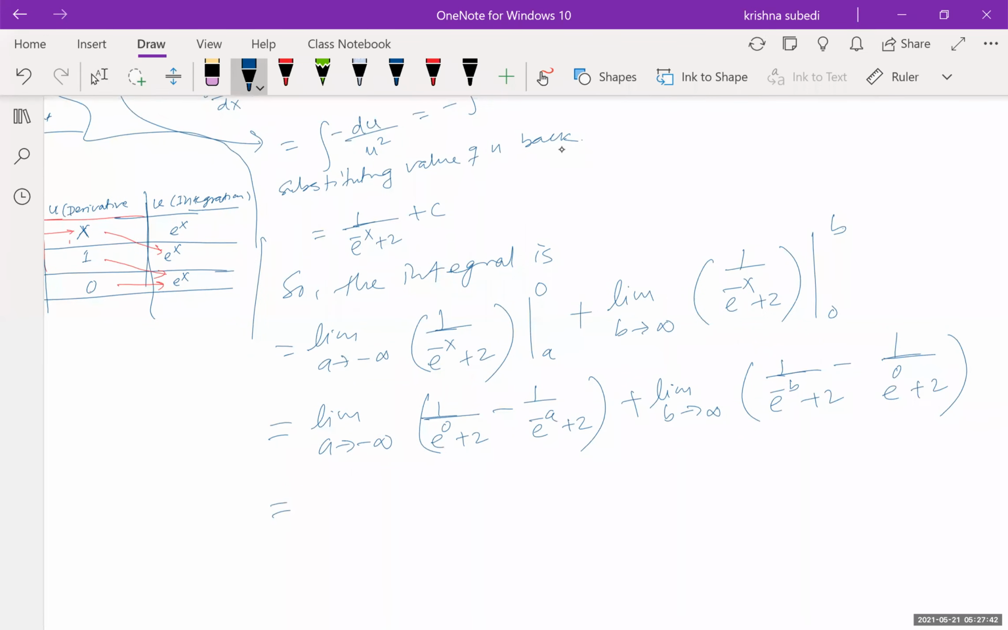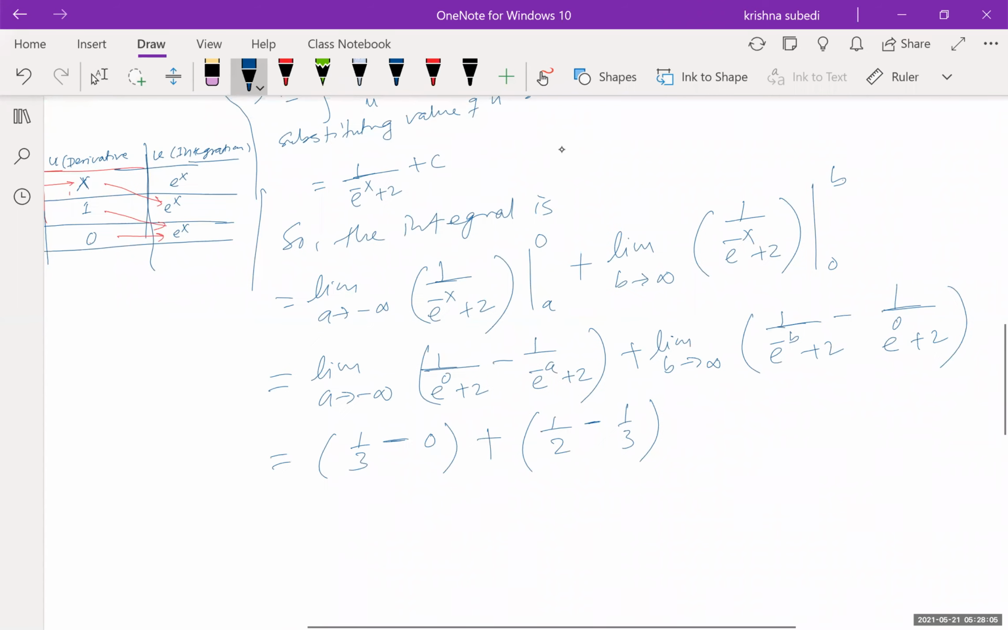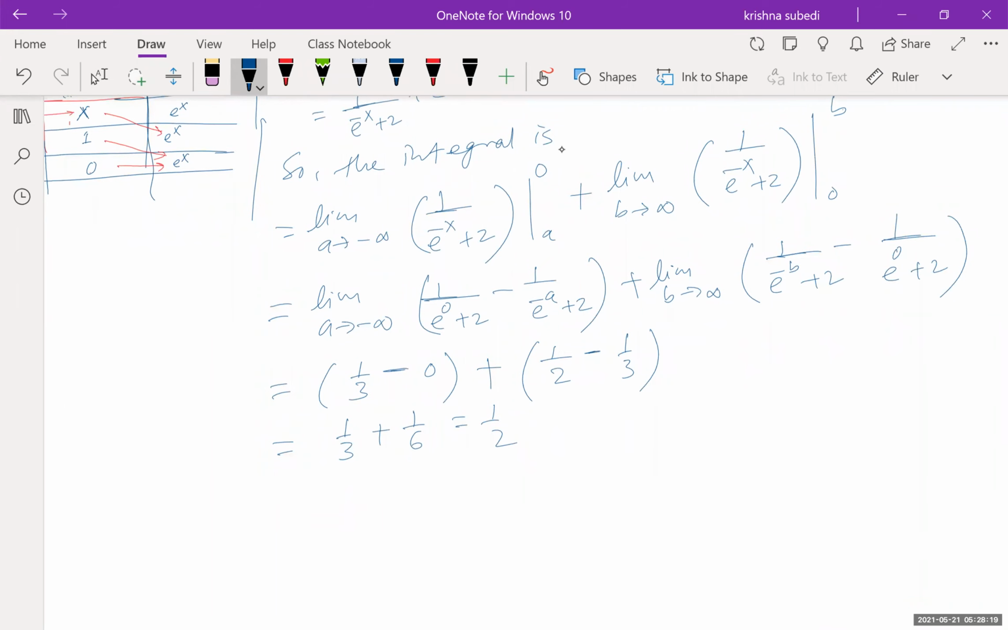Okay, so here you'll get 1 over 3 because e to the power 0 is 1. So 1 over 3 minus this part is 0, plus this guy will be 1 over 2, minus this guy will be 1 over 3. Okay, that's what we got. Now if you simplify, it will be 1 over 3 plus 1 over 6, which gives me 1 over 2. So that is your answer. That means the integral is convergent or divergent? Of course, the integral is convergent, right?